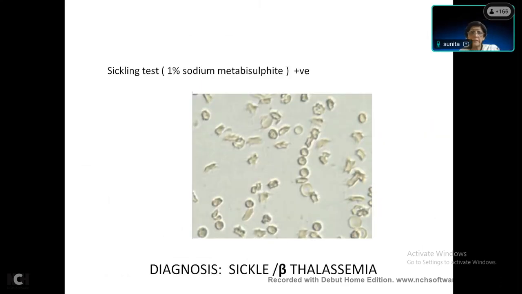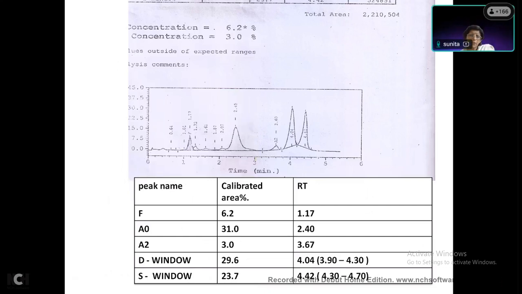This is the sickling test which we performed with 1% sodium metabisulfite, and it was positive. So we thought possibly it's sickle beta thalassemia because of the microcytic hypochromic picture and sickle with raised HbF. Now, when we got HPLC, we did the HPLC and it was found to be sickle D. So this patient was having 2 peaks, one in the sickle area and another in the D Punjab area.